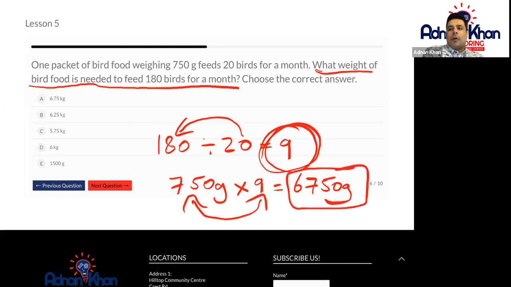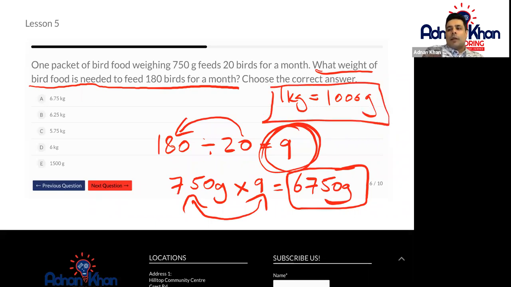How many grams in 1 kilogram? So 1 kilogram equals 1,000 grams. Please make sure that you revise your measurements as well. Because we don't have an answer that shows 6,750 grams, how do we turn it into kilograms? We just divide it by 1,000. And what do we do with the decimal point when we divide by 1,000?